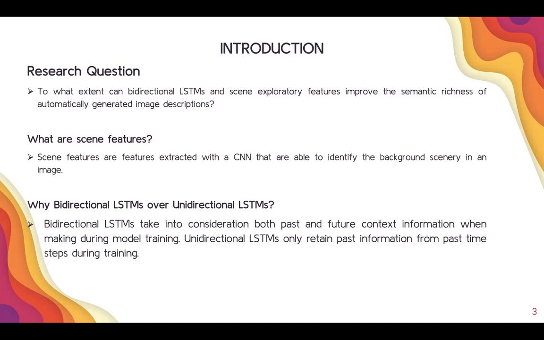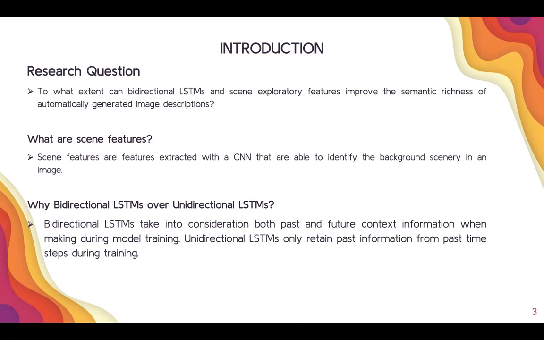So basically, what are scene features? Scene features are the features extracted with the convolutional neural network that are able to identify background scenery in the image. So let's say you have dogs running in a park or people eating in a restaurant. We extract features from the image that are able to tell the scenery or the location where the activities in the image are happening. This helps improve the semantic meaning by bringing out the context between the objects in the image.